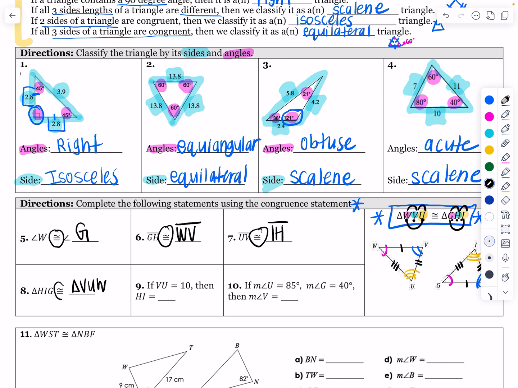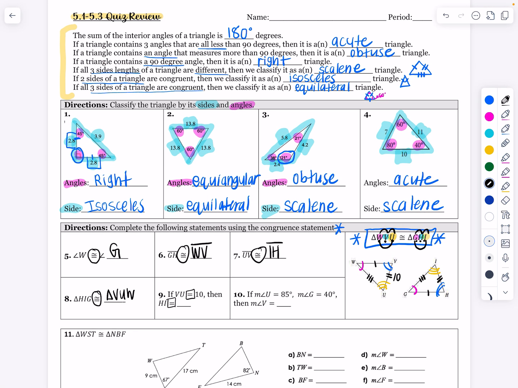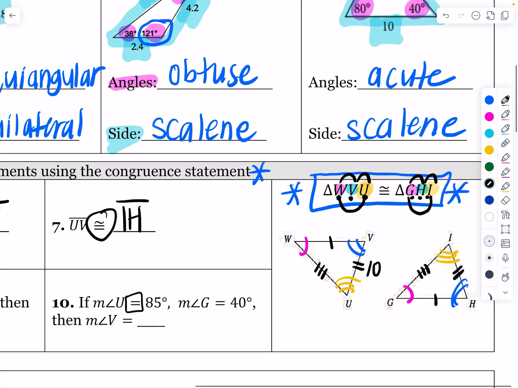Now notice we just changed from a congruent symbol now to an equal symbol, which means we're looking for a numerical value here. If V to U, blue, yellow, equals 10, that's segment. So if this is 10, then what do we know about HI? Blue to yellow, that is also going to be equal to 10. So notice how I'm filling in a numerical value there. Now it says if angle U is equal to 85, so I'm going to go fill that in. Angle U is 85.